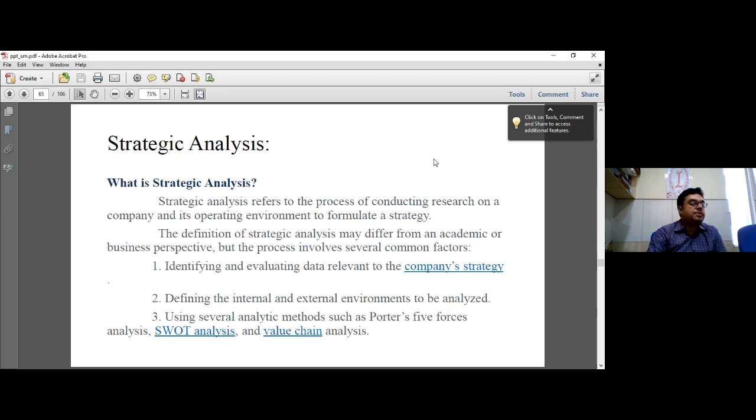Strategic analysis is also a part of this, conducting research by the company and operating in an environment to formulate a strategy. So the definition of strategic analysis may differ from academic or business perspective, but in general it deals with the data that is relevant to the company's strategy, defining the internal and external environments that are analyzed, and using several analytical methods, which we have already discussed in the past, mainly the Porter's 5 forces model, which is an important part of the SWOT analysis.